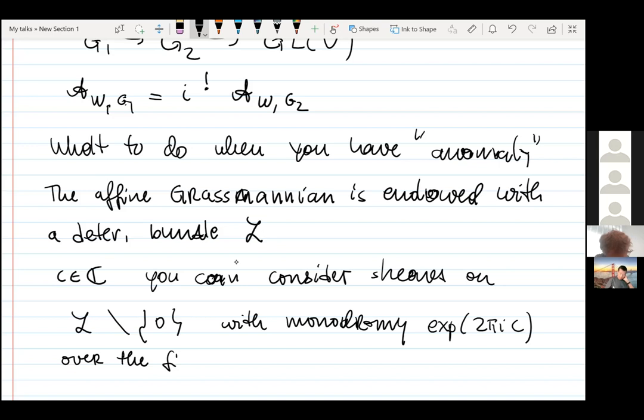So if you have a line bundle, then if you throw away the zero section, it becomes a C star bundle. Each C star has fundamental group Z, and you want to consider the sheaves on the total space of the C star bundle such that the monodromy around this C star is given by some number. If this monodromy is trivial, then it's the same as sheaves downstairs. So if C is an integer, this is the same as sheaves downstairs. But if C is not an integer, that's some kind of notion of twisted sheaves.